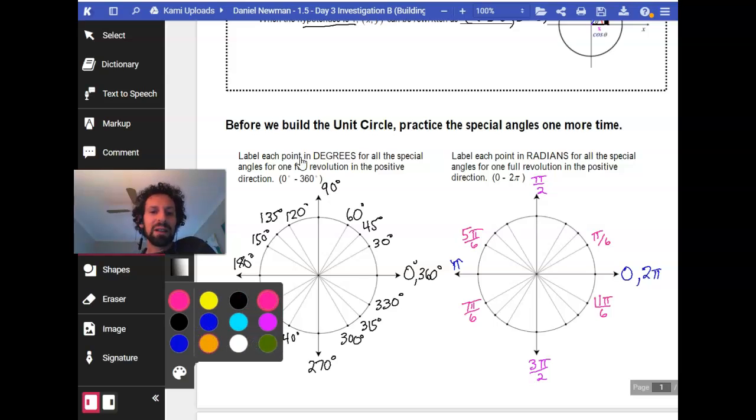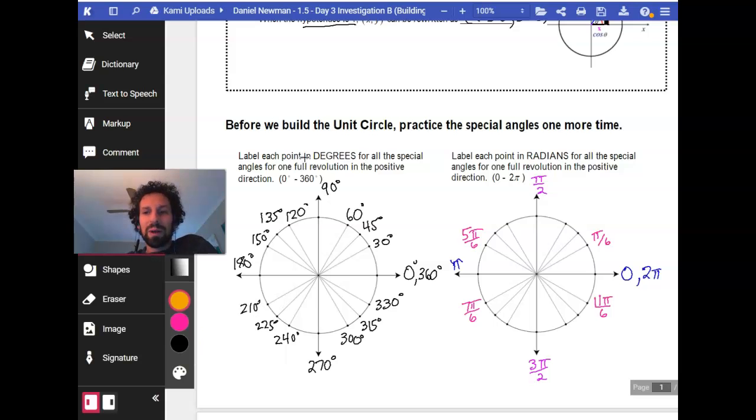Let's take a look at the pi over 4 angles. So pi over 4 reference angles will be 1/4 of the way around a half circle. And so 1/4, 2/4, 3/4, 4/4, 5/4, so 5 pi over 4, 6 pi over 4, and 7 pi over 4. And that would bring us to 2 pi with 8 pi over 4.